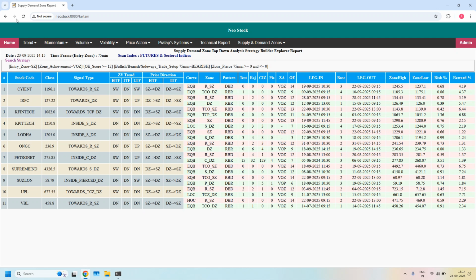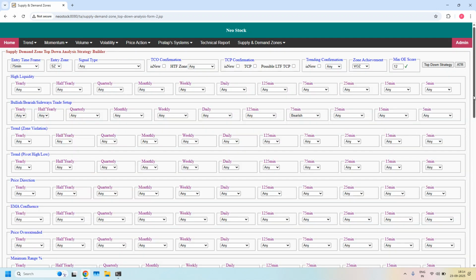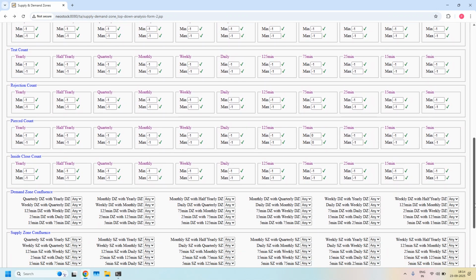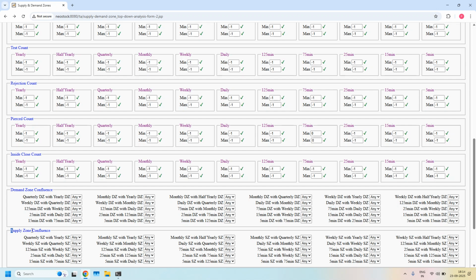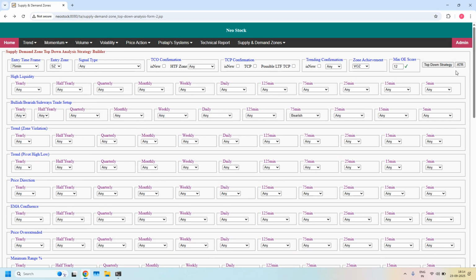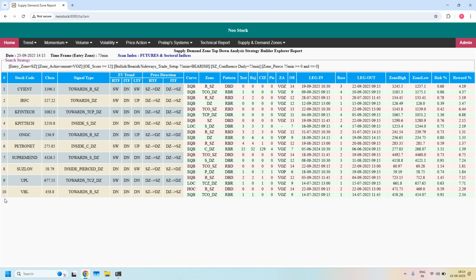So let us apply that. First I am going to the supply zone confluence filter parameter. In this I am selecting 75 minutes and daily supply zone confluence, that is LTF and ITF supply zone confluence. Applying on the 11 stocks, we got 10 stocks. In all the 10 stocks, all these 75 minute supply zones are overlapped with the daily supply zone.